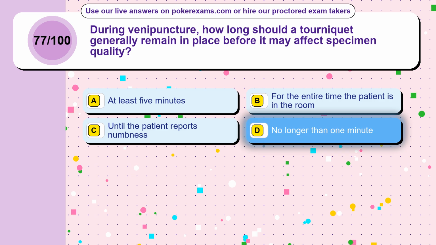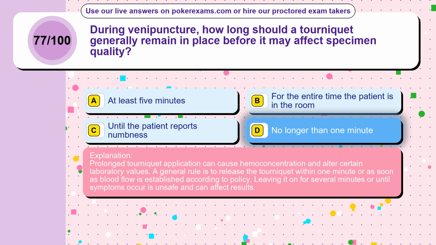The correct answer is option D. No longer than 1 minute. Prolonged tourniquet application can cause hemoconcentration and alter certain laboratory values. A general rule is to release the tourniquet within 1 minute or as soon as blood flow is established according to policy. Leaving it on for several minutes or until symptoms occur is unsafe and can affect results.